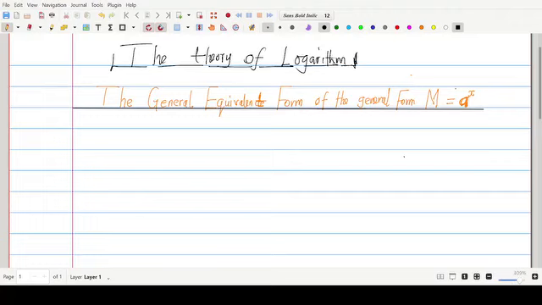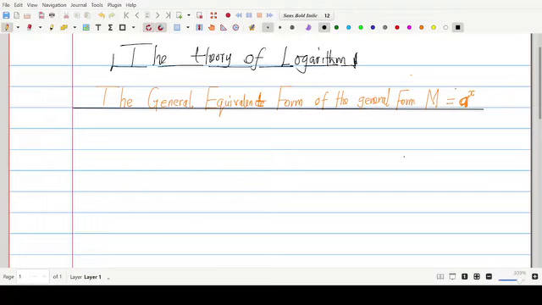All right, let's quickly dive into the work for this video. The topic here is the theory of logarithm, and the subtopic we're considering is the equivalent form of the general form m equals a to the power x.